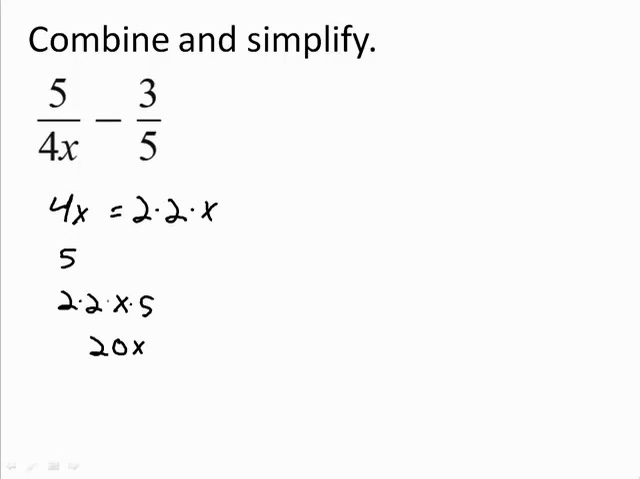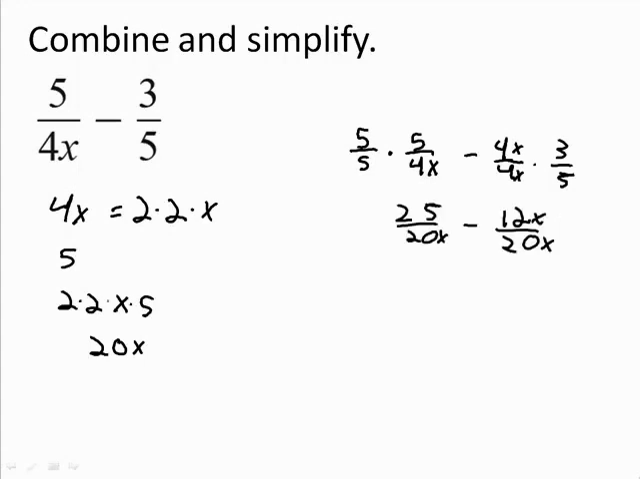Multiply 5 divided by 4x by 5 divided by 5, and 3 divided by 5 by 4x divided by 4x. 5 divided by 5 times 5 divided by 4x minus 4x divided by 4x times 3 divided by 5. Multiply the numerators and denominators. 25 divided by 20x minus 12x divided by 20x. Both terms now have the same denominator, so you can subtract the numerators. The simplified expression is 25 minus 12x divided by 20x.